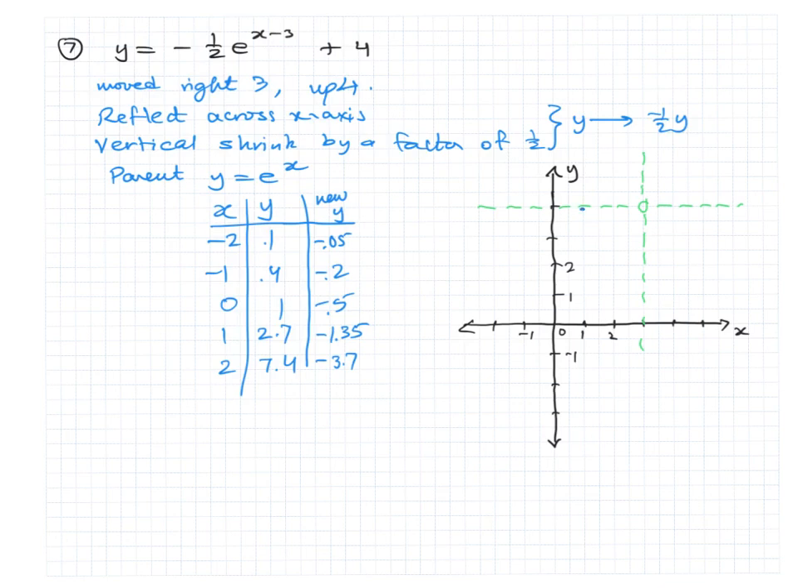It's really close to the asymptote there. -1, negative 0.2 is maybe over there, and then 0, negative 0.5 is maybe over there. And then 1, negative 1.35 is maybe somewhere over here. And then 2, negative 3.7 is maybe somewhere over here. And I've got my general shape.